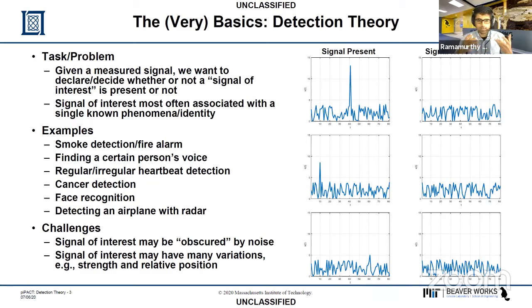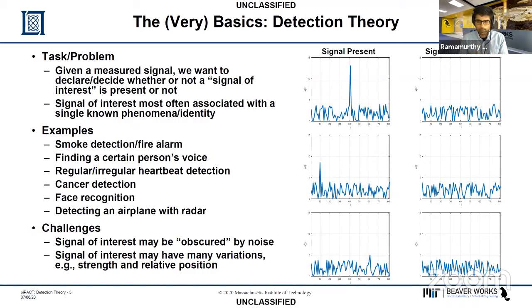But the bottom line is there is a signal of interest that we want to detect, or declare its presence or non-presence. And we call that the signal of interest. Usually the signal of interest is associated with some known phenomenon or identity. When that phenomenon or identity occurs or manifests, the signal in turn occurs or manifests. And therefore, by correlating those two things, we can declare whether that phenomenon or identity has occurred.